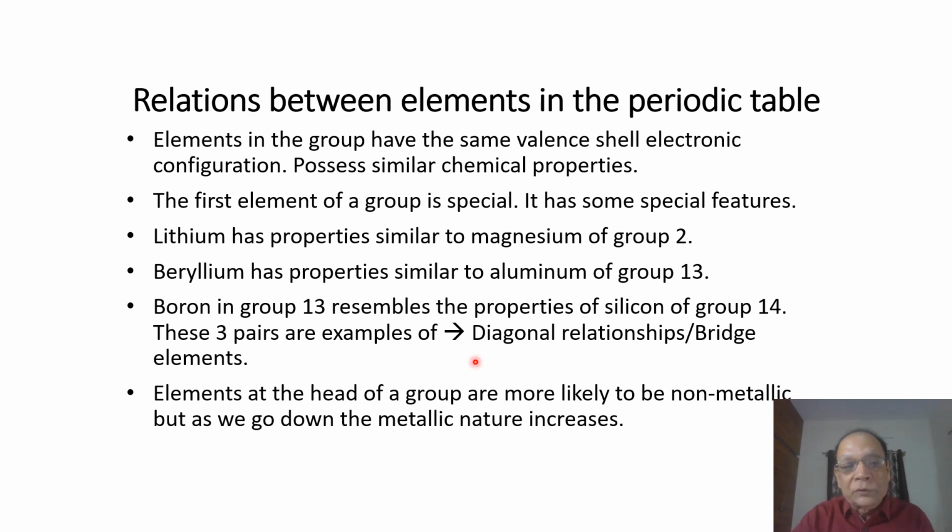So what are bridge elements? Lithium, magnesium, beryllium, aluminium, boron, and silicon. Three pairs. Elements at the head of a group are more likely to be non-metallic, but as we go down the group, the metallic nature increases. As we go down in a group, the metallic nature increases. So we are likely to find metals or elements with more metallic properties, or proper metals, at the bottom of a group.